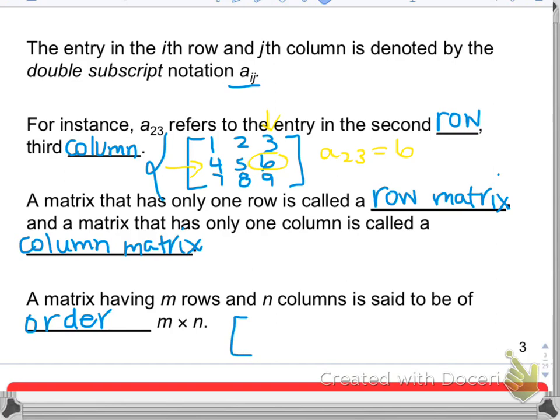If we had something like 1, 2, 3, 7, 1, 4, let's add an extra column. So this would have order, what do you think it would have? 2, 3, correct. 2 by 3. This would be order 2 by 3.